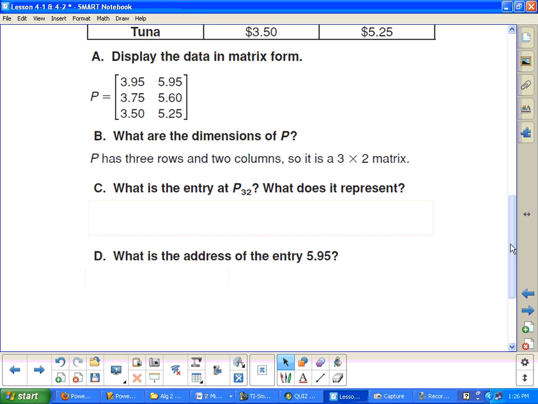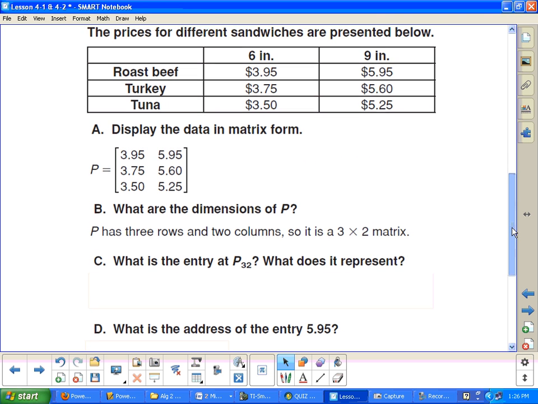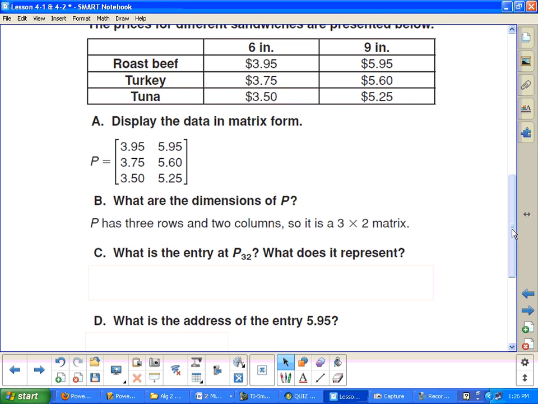All right, and they want to know what does it represent. So we will have to reflect back there. All right, Carolyn, what's the entry at P sub 32? It is 525. What does that represent? Like 9 inches? Okay, how much it costs for a 9-inch tuna sandwich?